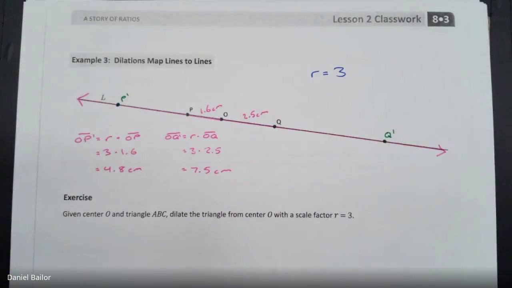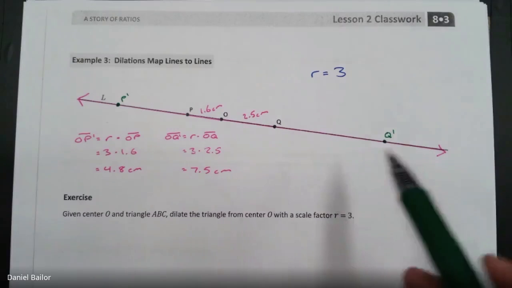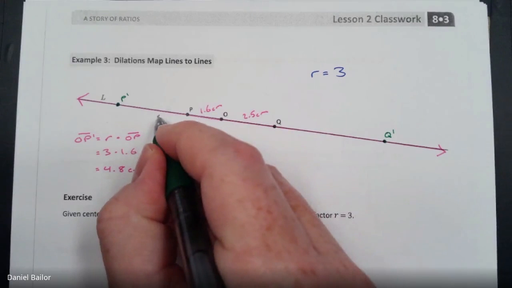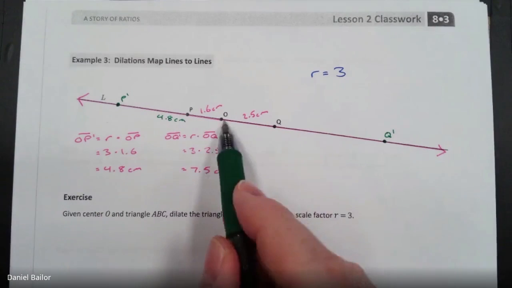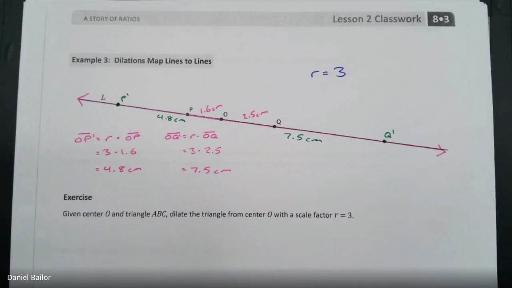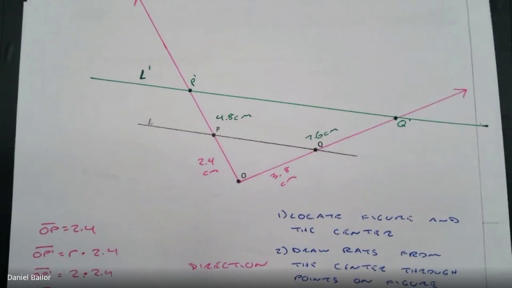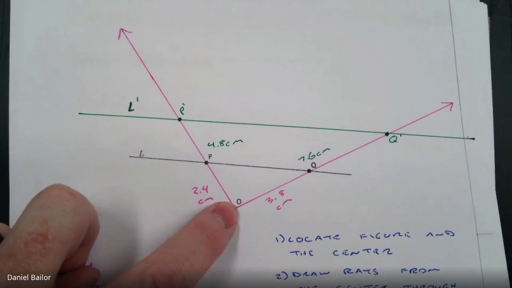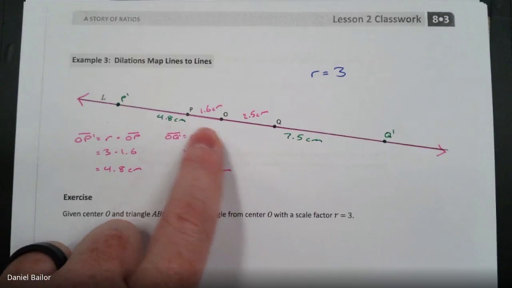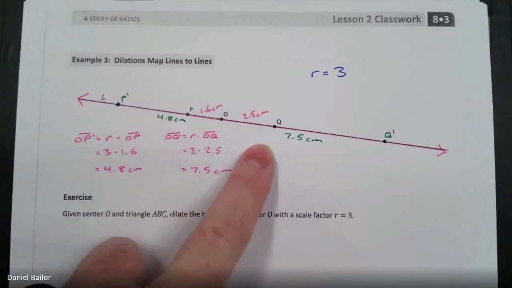You see there's measurement involved here. You have to measure precisely, you have to multiply, and you have to label precisely. So OP was 1.6, OP prime 4.8 centimeters. OQ is 2.5. OQ prime is 7.5 centimeters. That's what the dilation looks like. It just stays on the same line. In our first example, the line moved because the center was away from the figure. In example 3, it all stayed on the same line because the center was on the line.